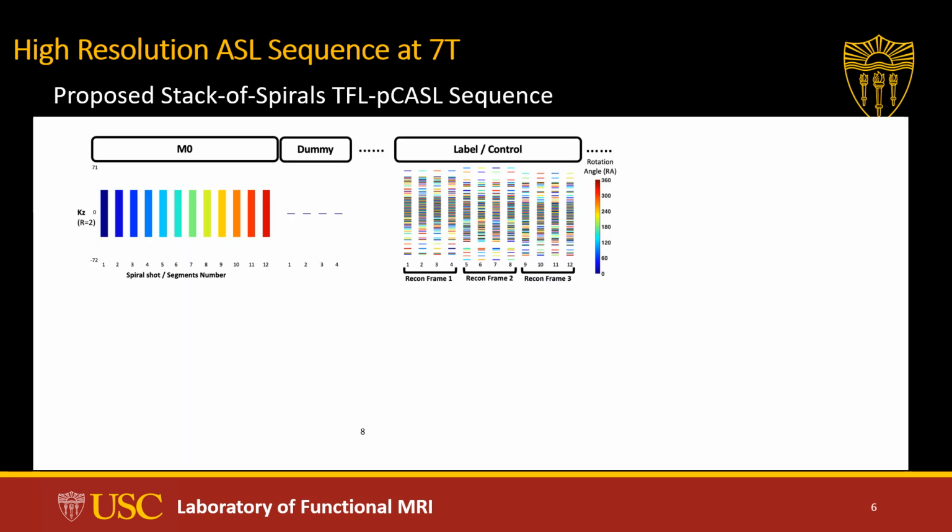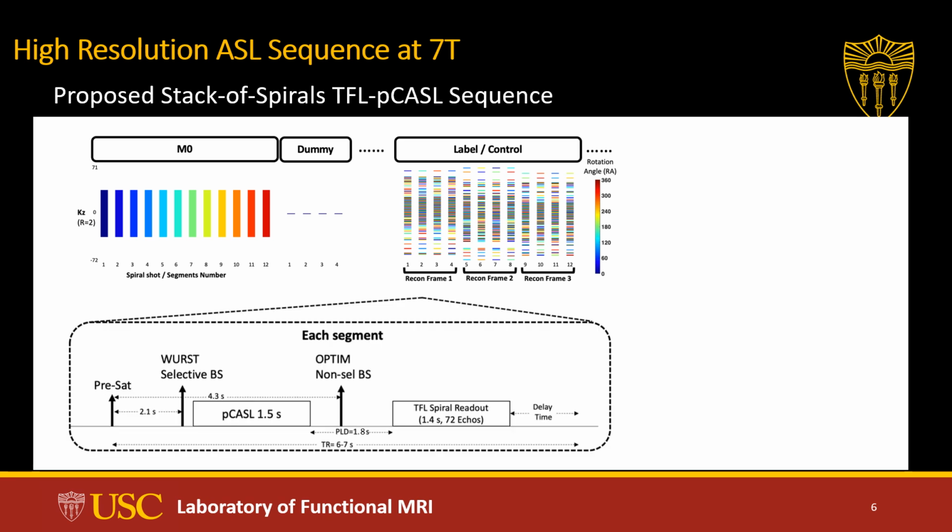Here we proposed a Picasso sequence using turbo flash sequence and a stack of spiral sampling. The K-space is acquired in 12 segments. Rotated golden angle and random kz sampling are used. We have optimized the labeling and background suppression for 7T.